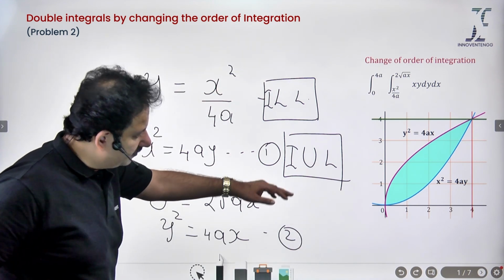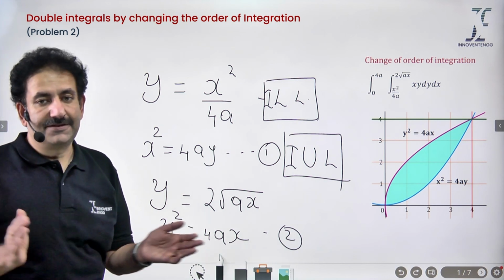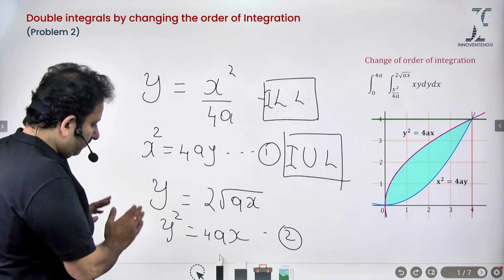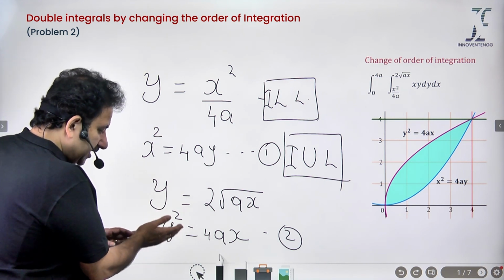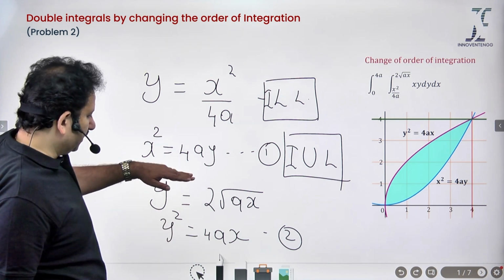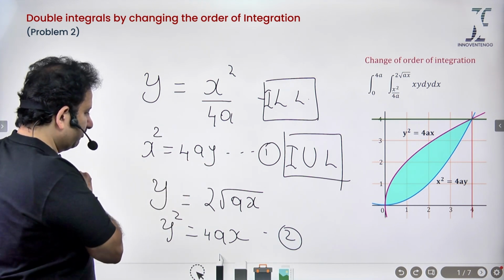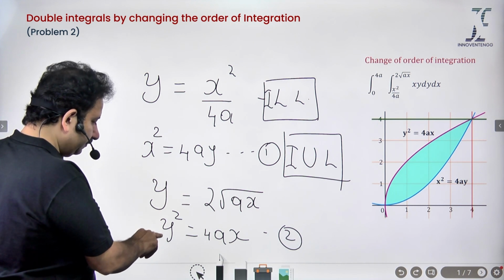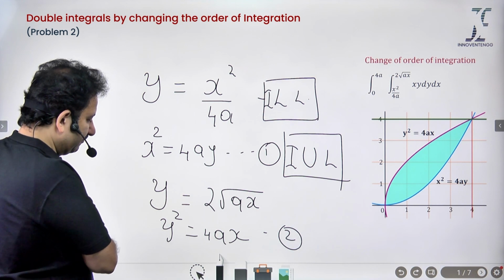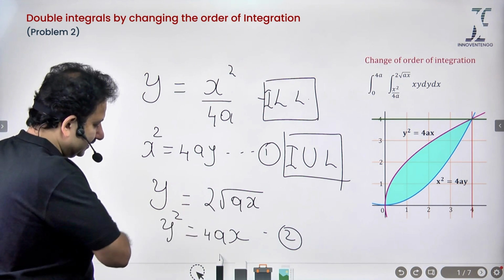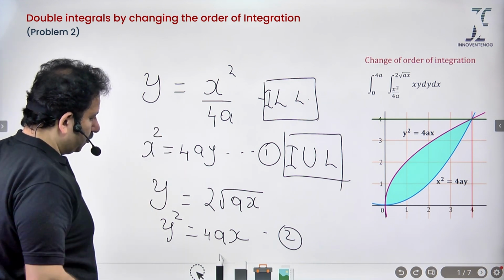So these are the two limits that help you define the region over which you are integrating the function xy. Now this is one parabola which is symmetric about the y-axis, because y equal to x square is an even function in x, and this is one parabola which is symmetric about the x-axis, because here x is equal to y square, an even function with respect to y. So these are the two parabolas.